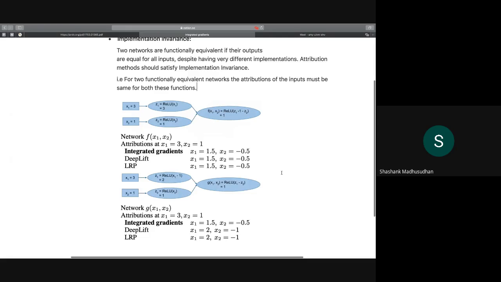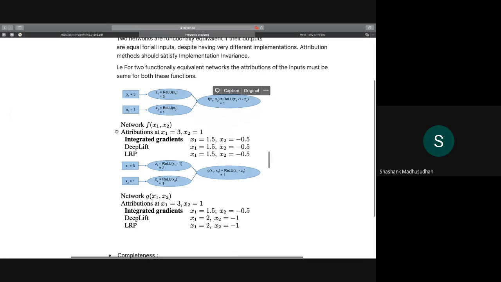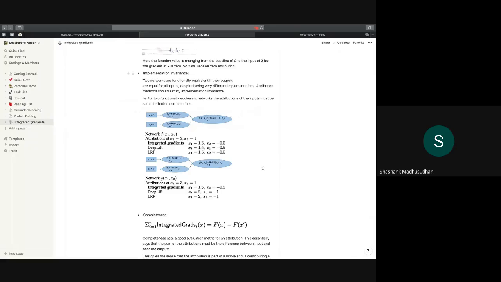This is from the paper itself. They take this one function and this other one. These two are actually equivalent. There are some minor differences you can see here. In this layer they're subtracting one, and they're subtracting one in the last layer here. But these two are essentially equivalent functions, so it makes sense that the inputs must get equal attributions. But if you look, only integrated gradients gives these equal attributions and the other two methods don't.